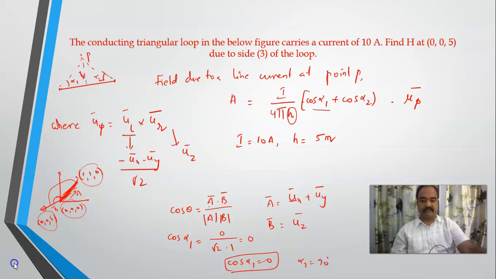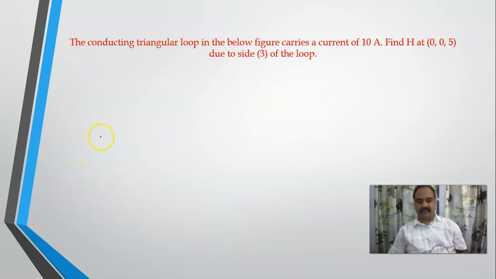The second one is, so now we will go with the other one. The other angle is this one, right? This is another angle. So I'll take one more slide. So this point is 0, 0, 0.